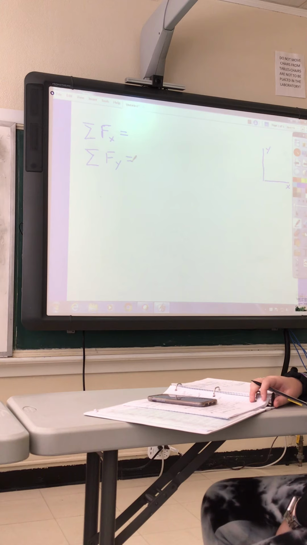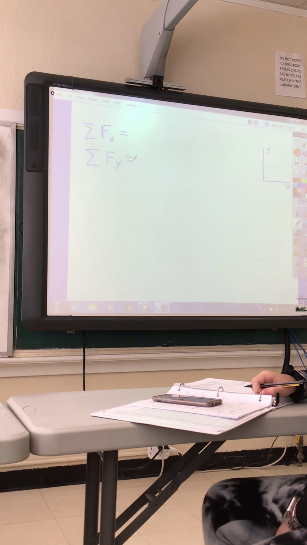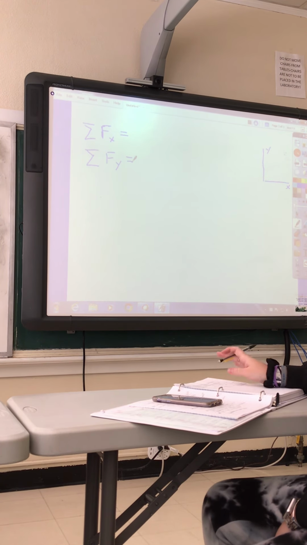Right? So it would be L sine theta, right? So it's not T, it'd be L instead of T. What does L mean? Length. So this is L sine theta. This is L cosine theta. That's what I'm thinking.